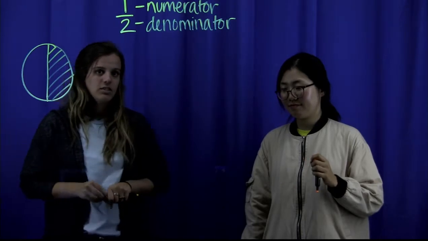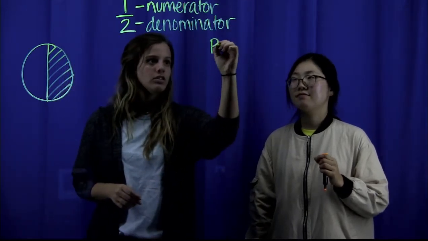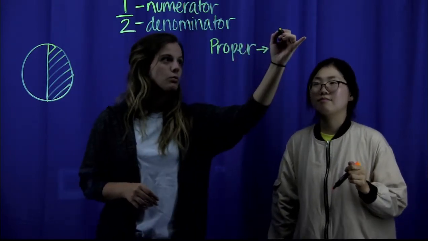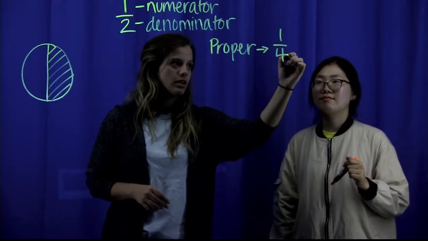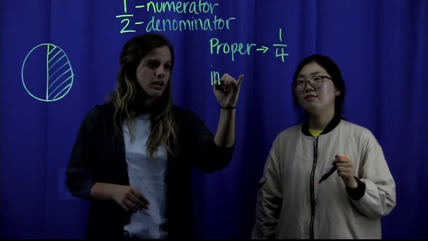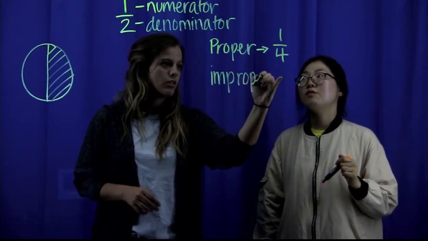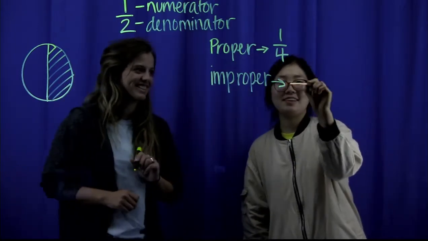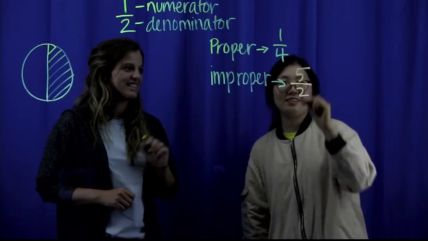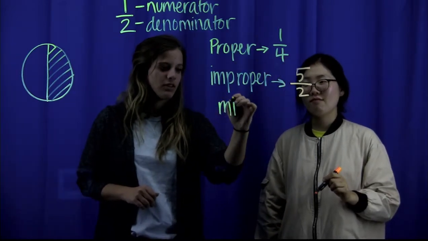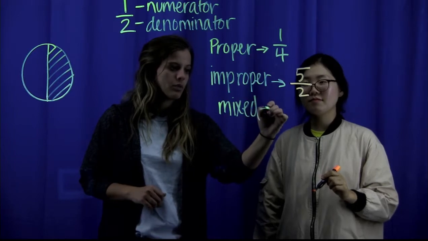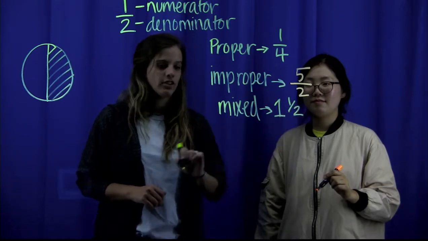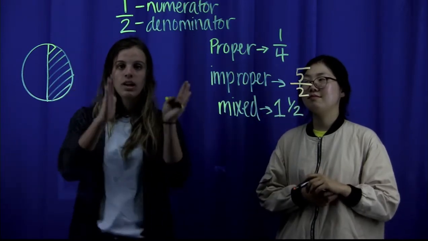There are different types of fractions. There are proper fractions, which is when the numerator is smaller than the denominator. There are improper fractions, which is the numerator is bigger than denominator. Exactly. And then we have mixed fractions, which is when you have a whole number with a fraction. So it represents that you have a whole and more.